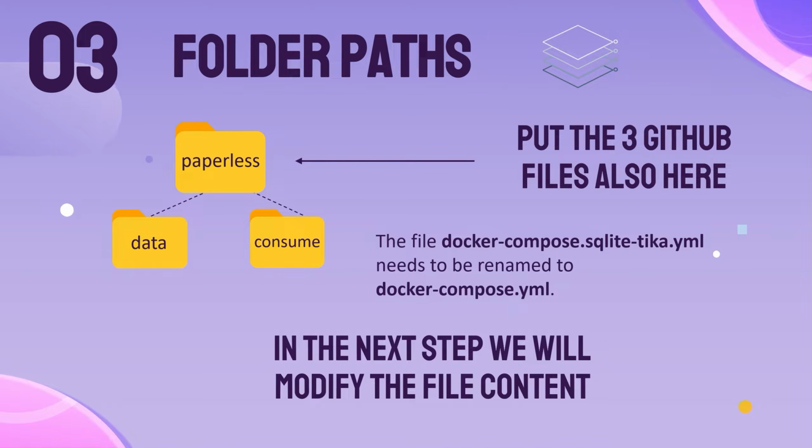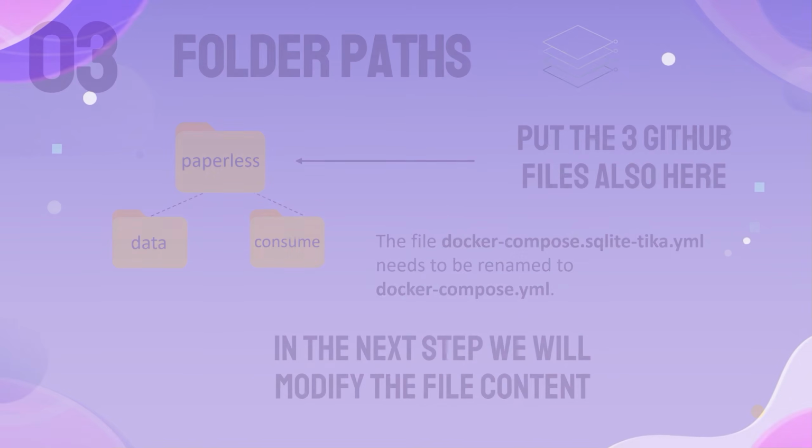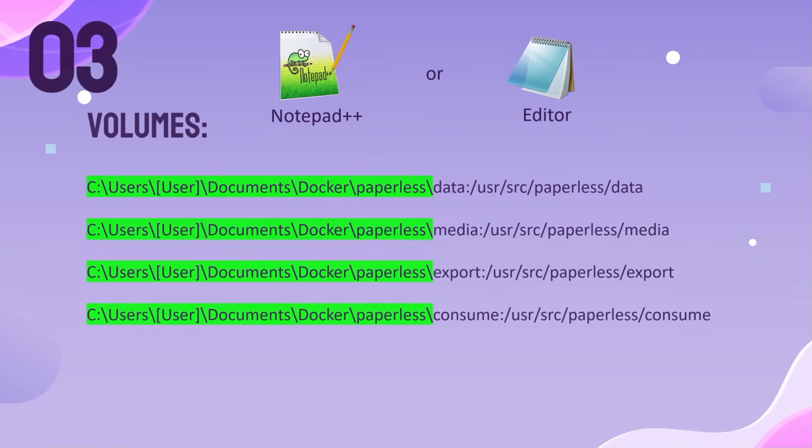Rename the file docker-compose.sqlite-tika.yml to docker-compose.yml. Once done, open the renamed file. You can do this with Notepad++ if you have it installed on your computer, or simply with a text editor. Right-click on the file and then click Edit with Editor.